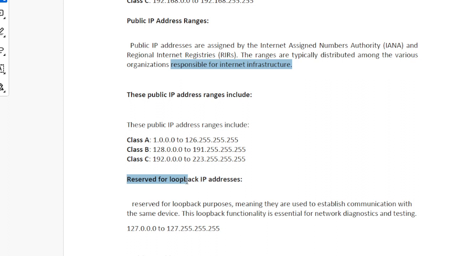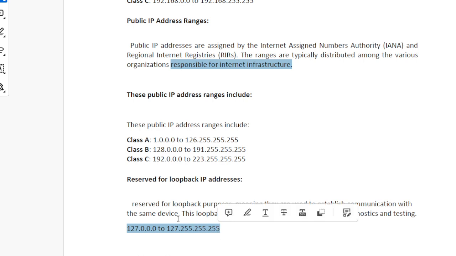As I told you before, 127.0.0.0 to 127.255.255.255 are reserved for loopback IP addresses, meaning they are used to establish communication with the same device. This loopback functionality is essential for network diagnostics and testing. It might even be interesting for you that all the containers inside a pod communicate with each other via this loopback IP address. The most common loopback IP address is 127.0.0.1.